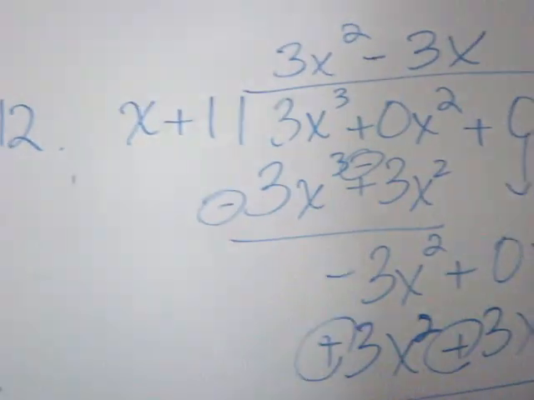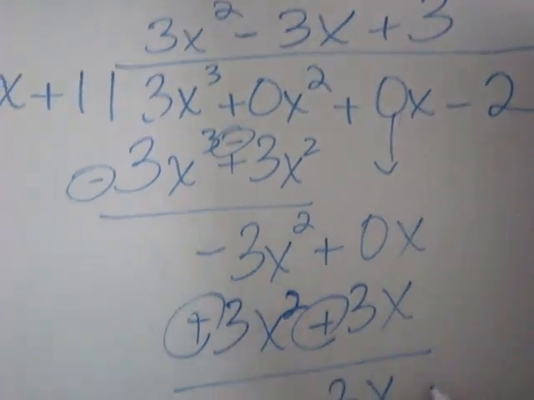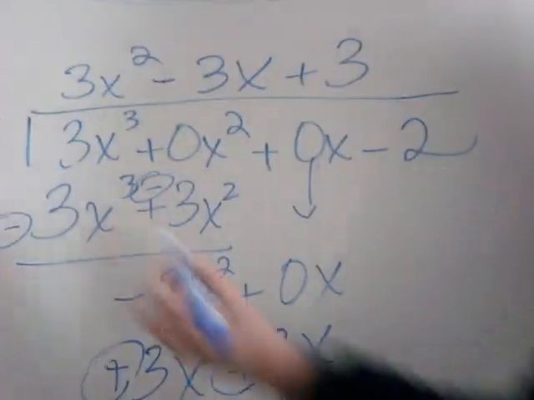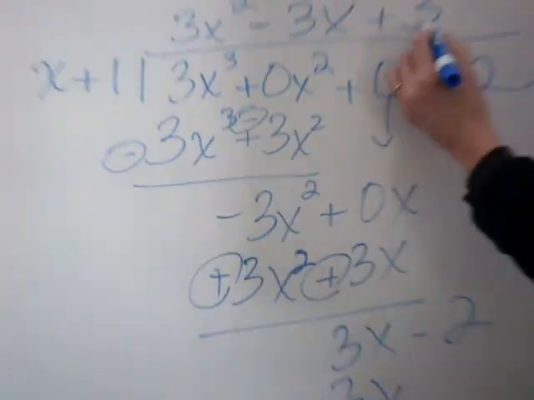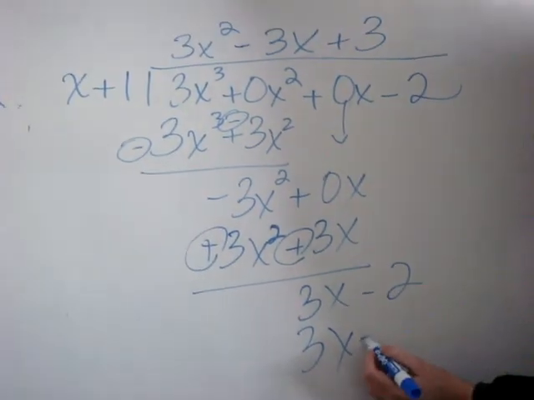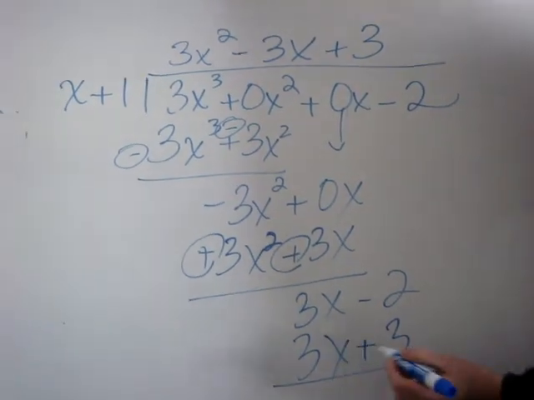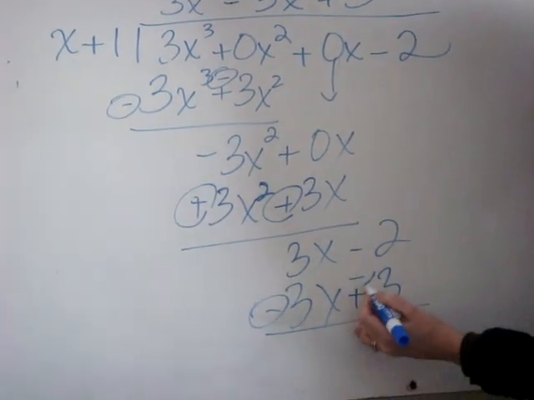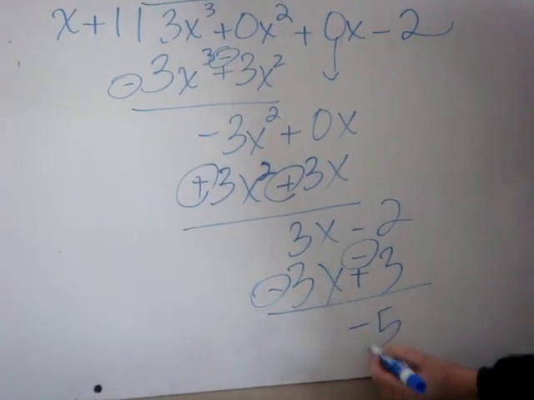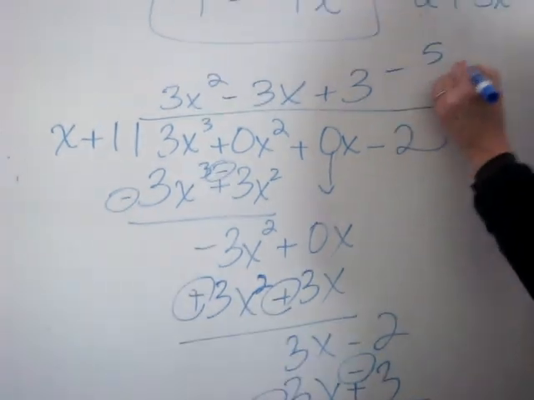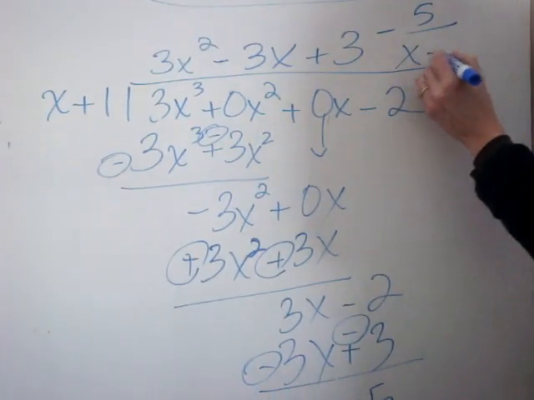Again, what times x gives me 3x? That would be 3. So I bring down my negative 2. 3 times x is 3x. 3 times 1 is 3, and it's positive. Change our signs and add. And we get negative 5. And we put it negative 5 over our divisor, which is x plus 1.